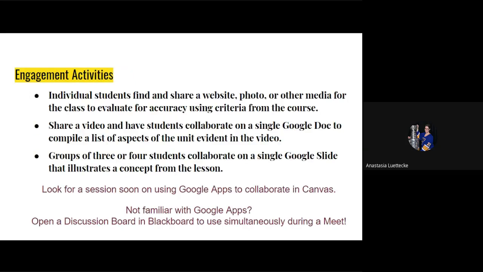A few ideas. Have your individual students jump off during a Meet and find a website, photo, or some other media, and bring it back in and share it via the chat or by presenting their screen. The rest of the class can evaluate that site, photo, etc., using criteria from the course. They can compile that list in the chat, in another Google Doc, whatever the case is, or just talk about it. Share a video and have students collaborate together on a single Google Doc to compile a list of aspects of the unit evident in the video.